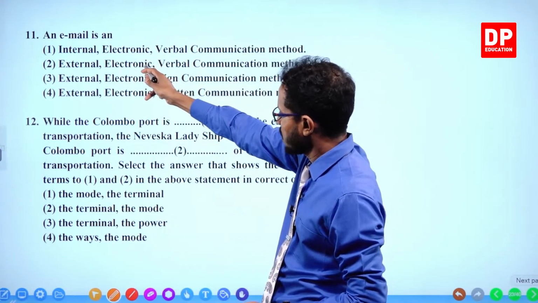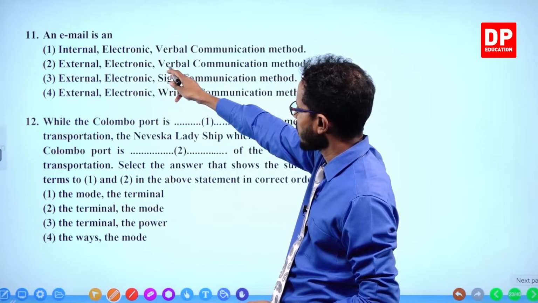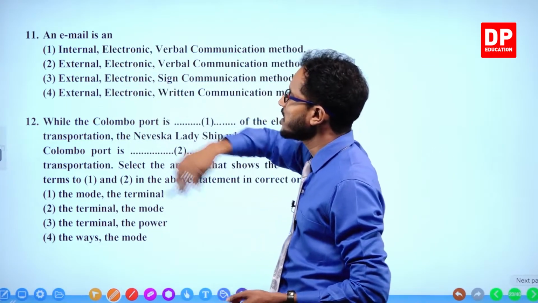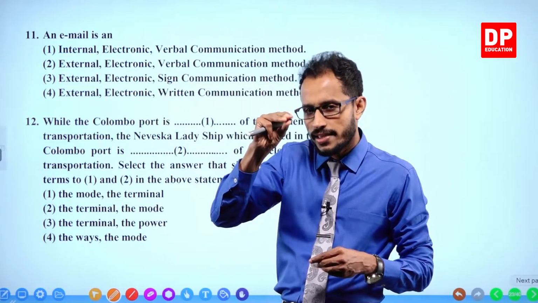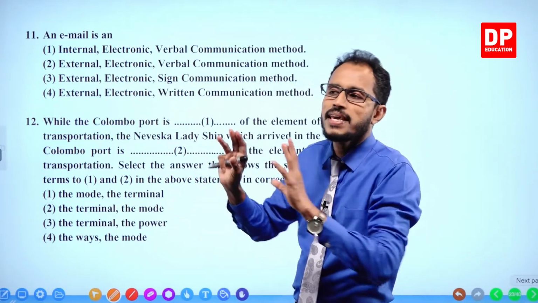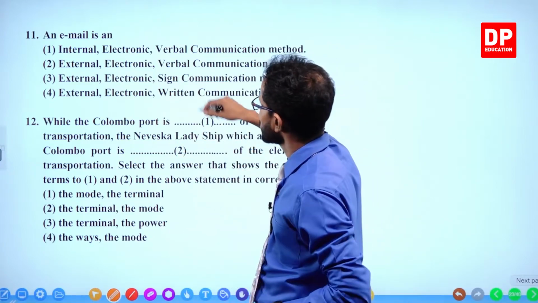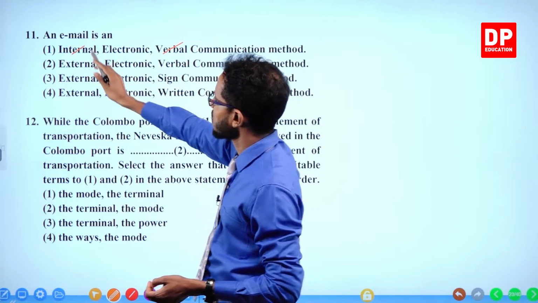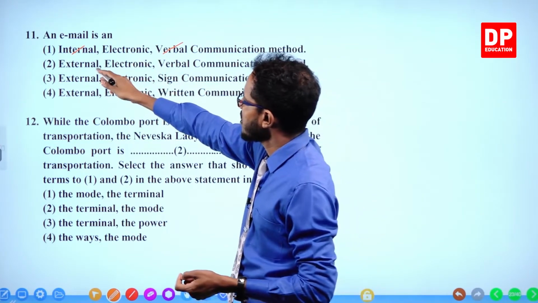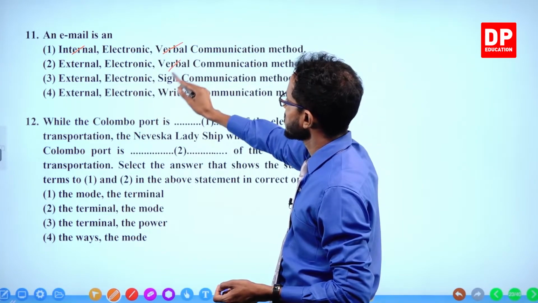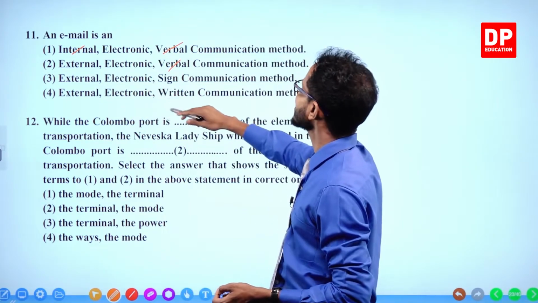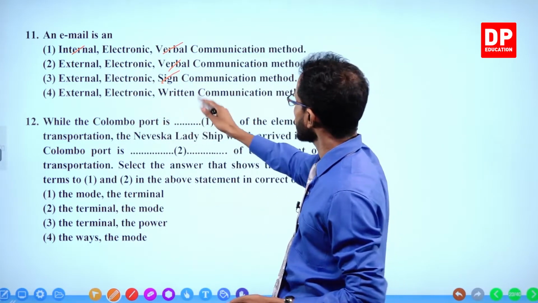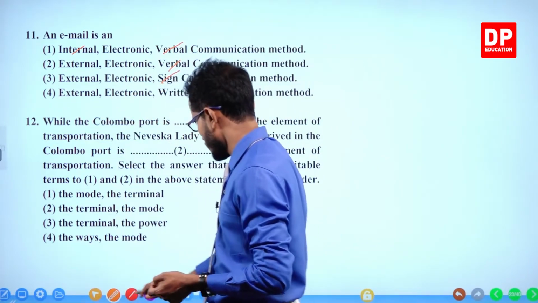Email is an internal electronic verbal communication. If it is verbal, the email must be talking, but mail doesn't talk. So it's incorrect, because verbal is there and internal is there. Email is an external electronic verbal communication. Again, verbal is there. External electronic written communication, that is the answer.